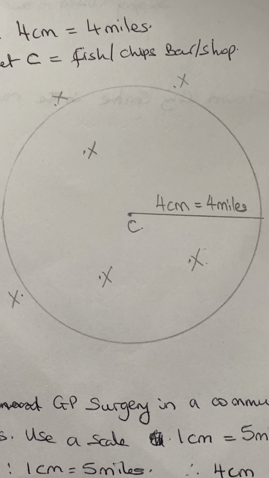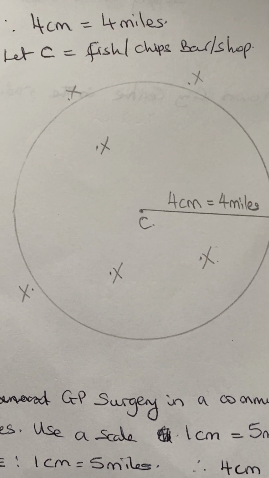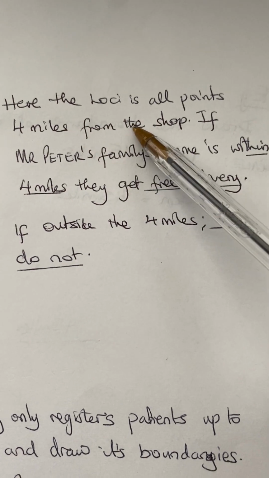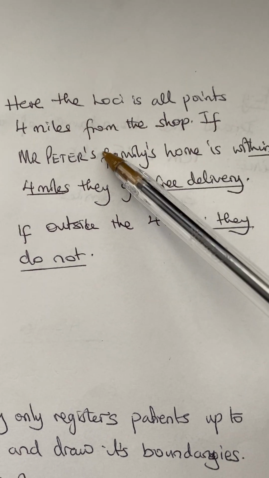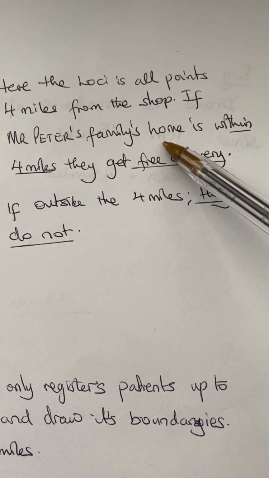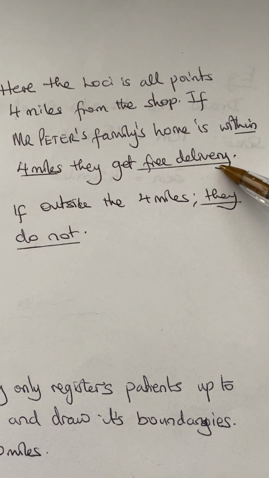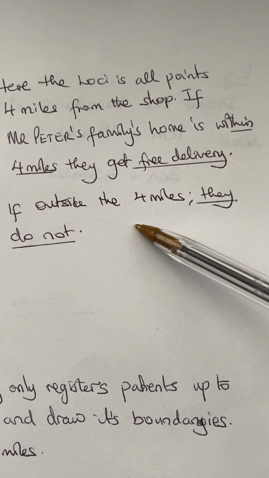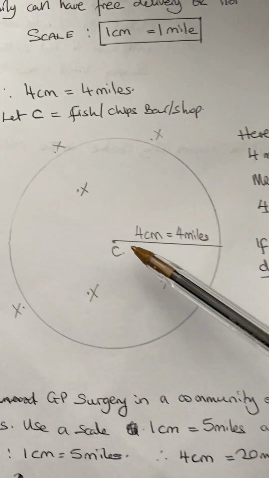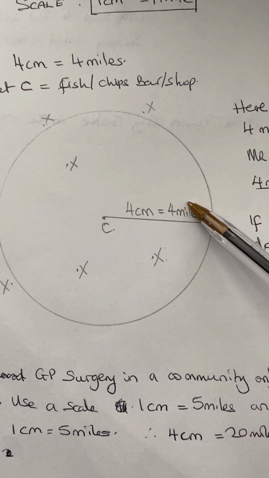I hope I'm making sense. Okay, so this is what I've just explained here. Here the locus is all points 4 miles from the shop. If Mr. Peters' home is within 4 miles, they get free delivery. If outside the 4 miles, they do not. Okay, so it's a simple topic, but it's applied in real life a lot.